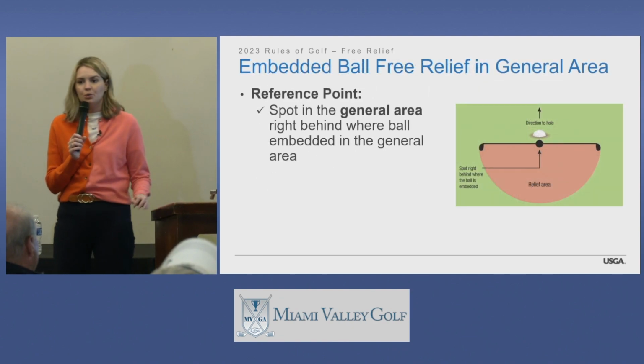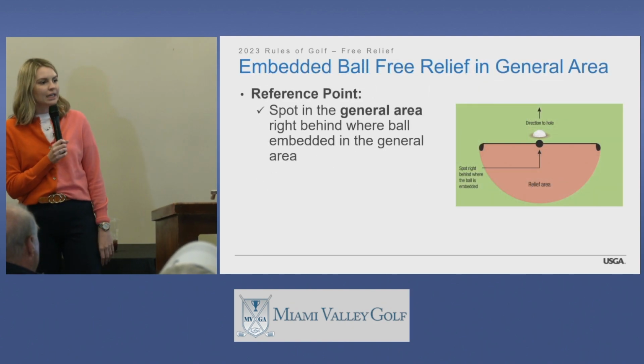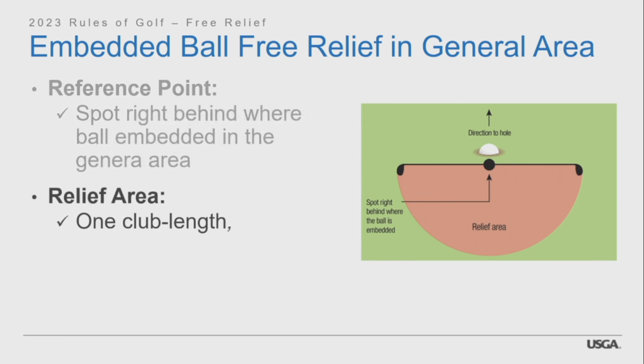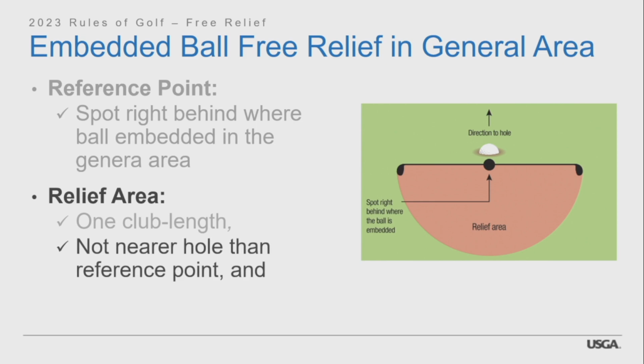That brings us to this relief process that we've seen. We're going to start with our reference point, which is right behind where that ball is embedded. And again, that has to be in the general area. Most of the time, it's going to be, but there might be some situations where we're going to have to move a little bit. We've got 1 club length. Can't go nearer the hole than our reference point. And we've got to stay in the general area as we take that relief.